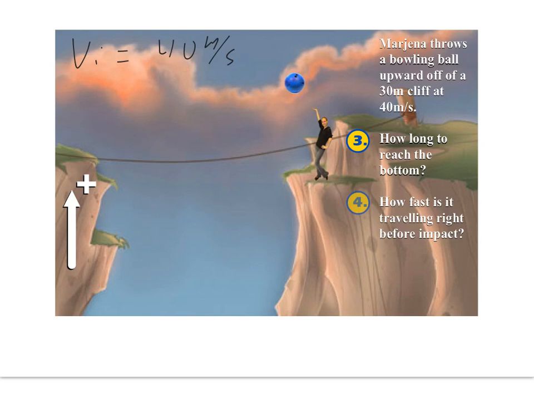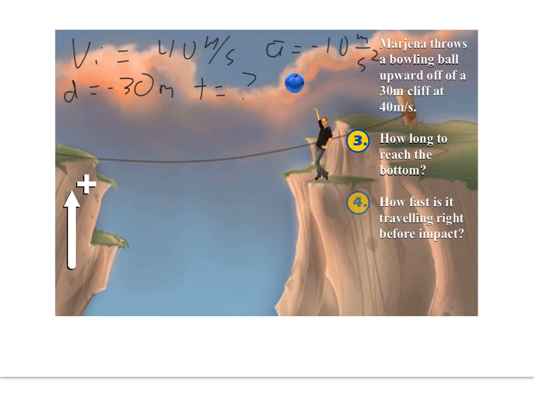We still have gravity acting as our acceleration, so a is equal to negative 10 meters per second squared. Again, the negative for the down. We've still got a height of 30 meters. So we're going to take advantage of that for how long it takes the ball to reach a position 30 meters below where it was thrown. Just like the previous problem, time is our unknown.